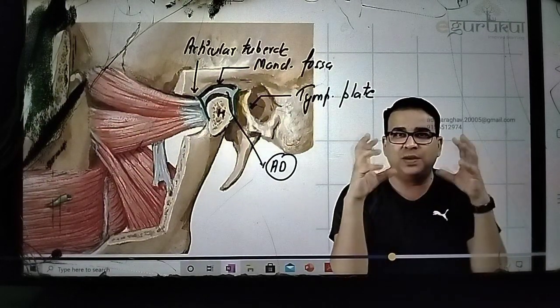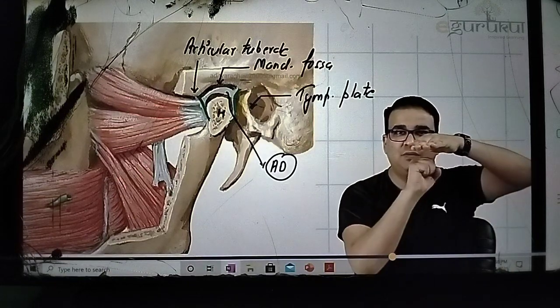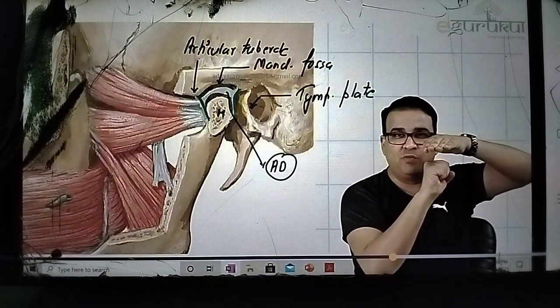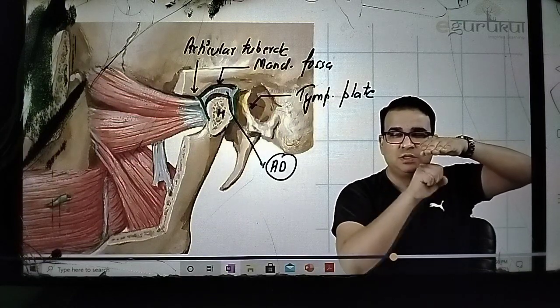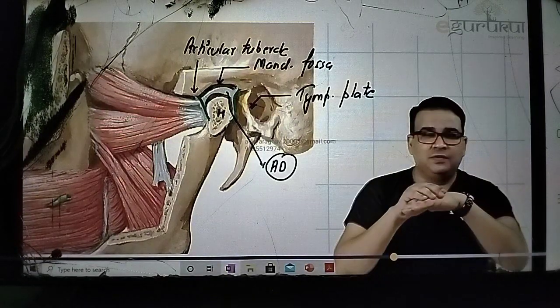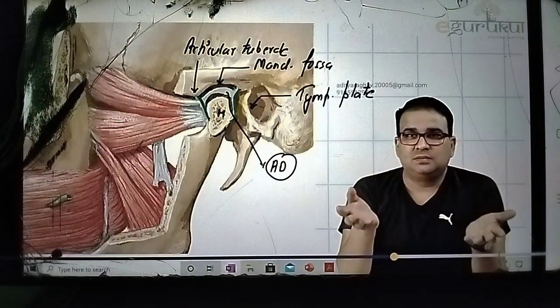Whereas the rotatory movements like opening and closing of mouth, this is rotation. This head of mandible will rotate here. This rotatory movement of closing and opening of mouth will take place in the lower joint cavity because only the head of mandible will move and not the articular disc. So that is a great advantage of having an articular disc, in which you can use both surfaces of the articular disc for the articulation.